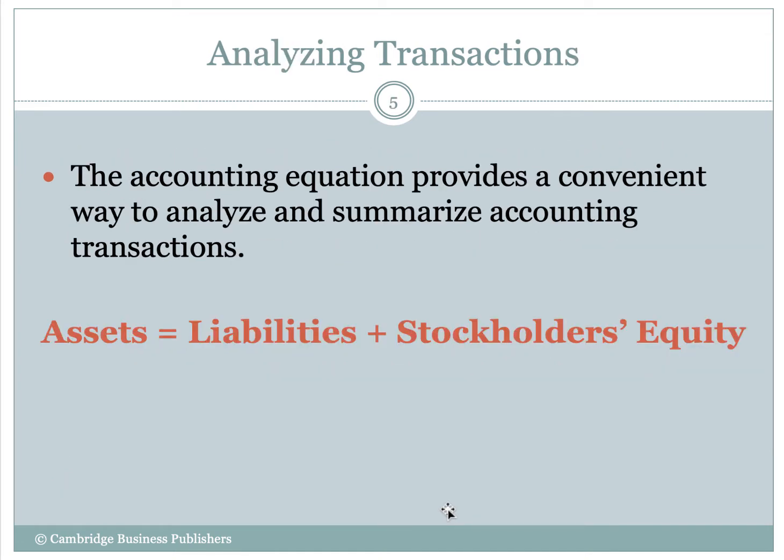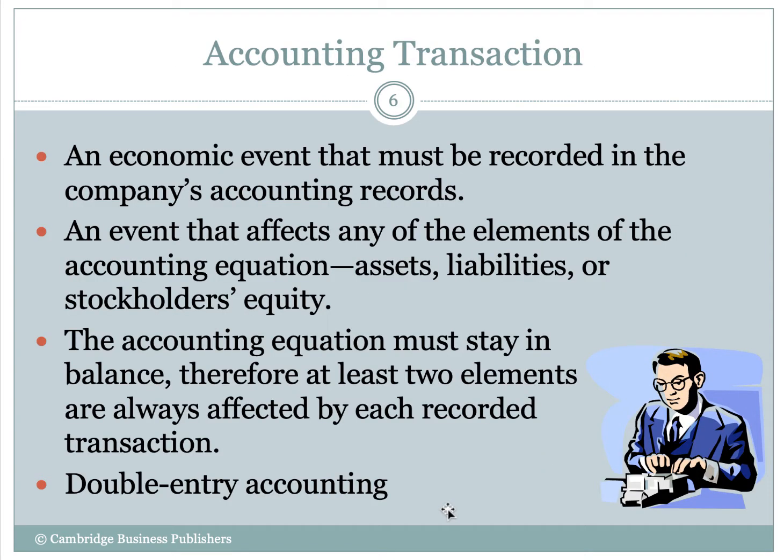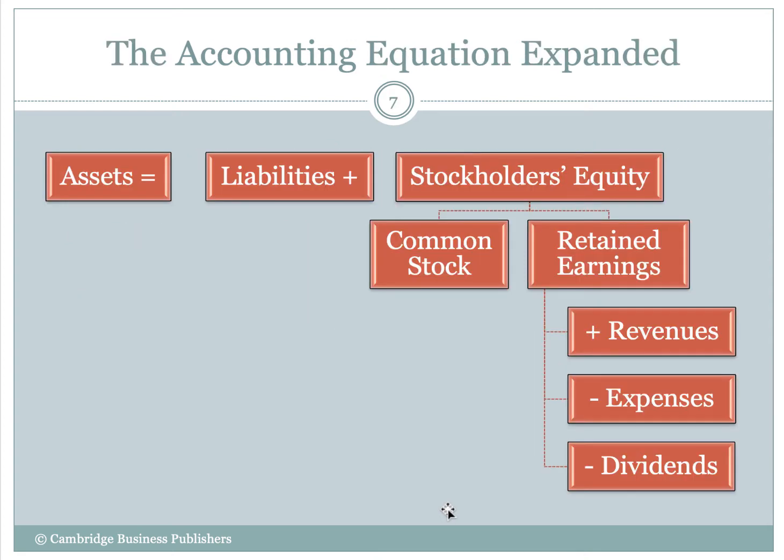The first main takeaway is the fact that as we analyze transactions, assets equal liabilities plus stockholders' equity, the accounting equation has got to hold, right? Meaning it has to be in balance after each transaction. We said that accounting, specifically what we're doing here, involves double entry accounting, meaning two accounts are always going to be impacted, okay? So if we have an economic transaction, any of the elements of assets, liabilities, or stockholders' equity are going to be affected. Okay?